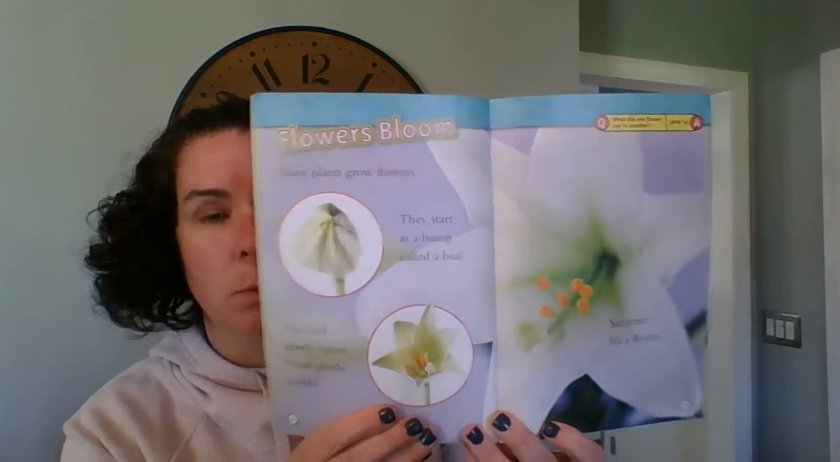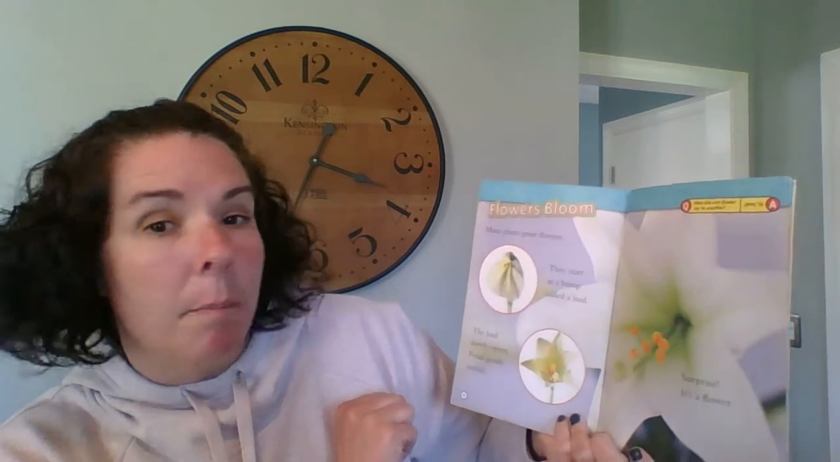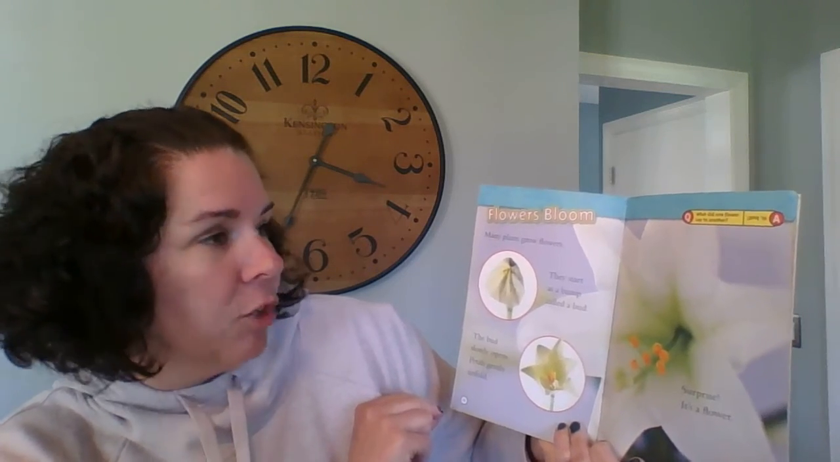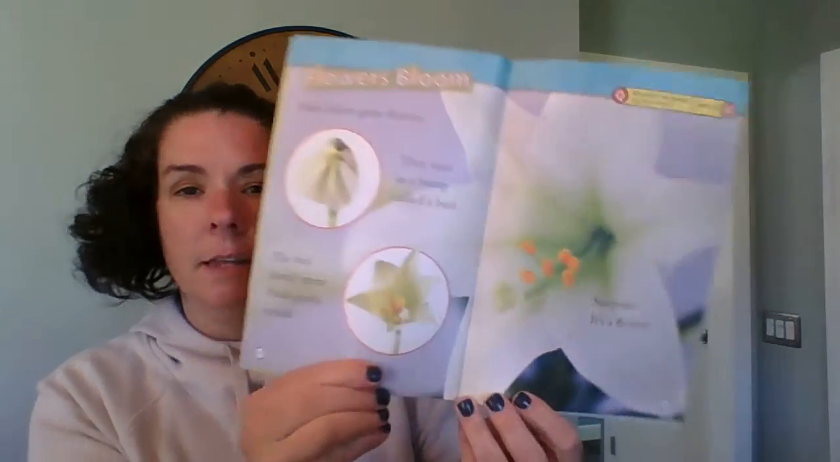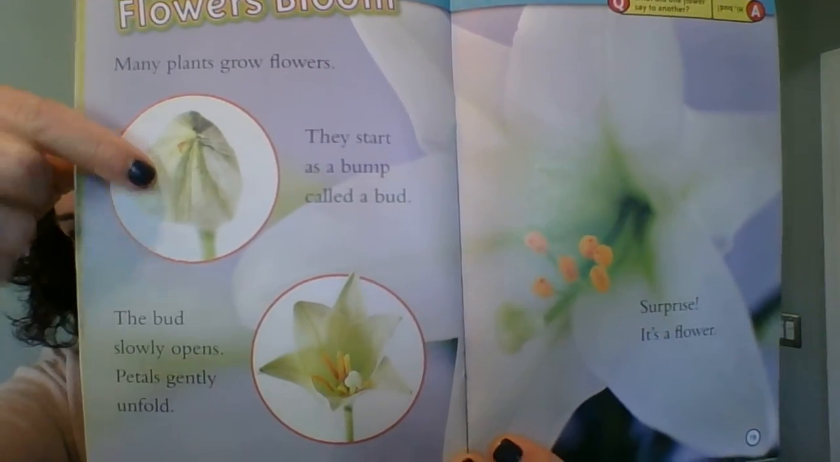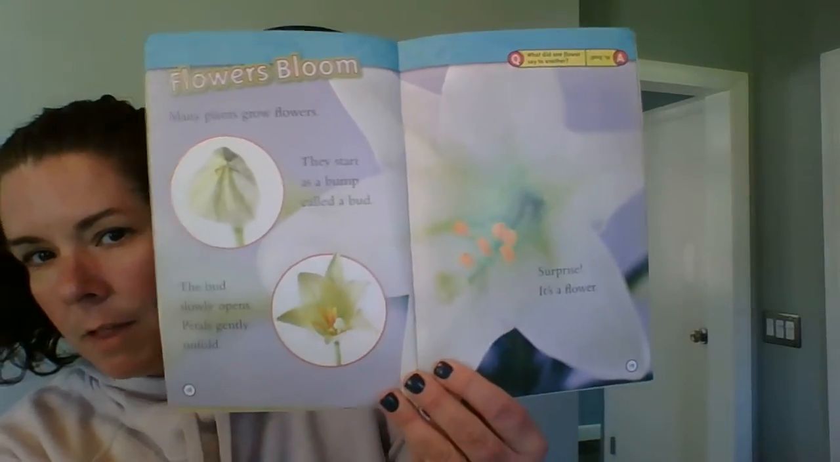Flowers bloom. Many plants grow flowers. They start as a bump called a bud. The bud slowly opens, petals gently unfold. Surprise! It's a flower. So we start as a bud, and then the petals slowly open, and then there's a flower. That looks like a lily.